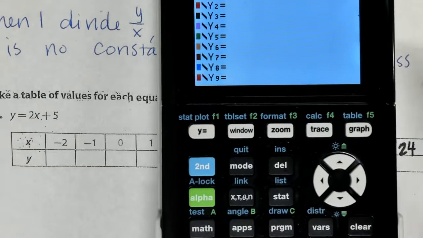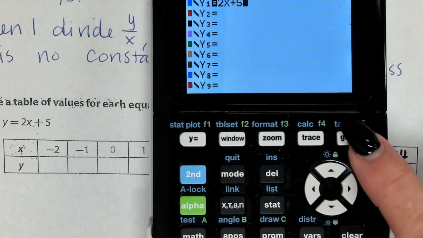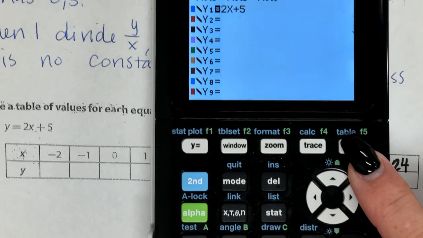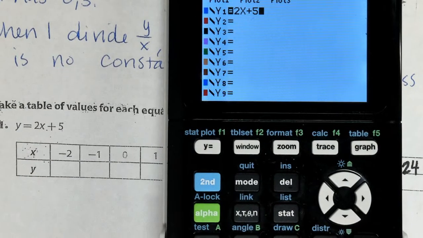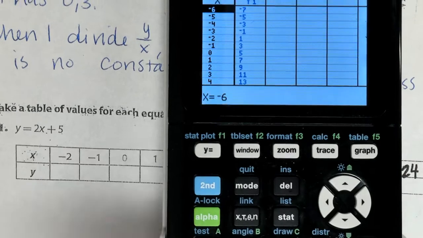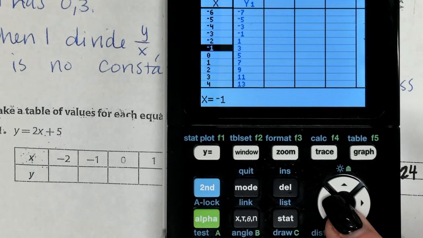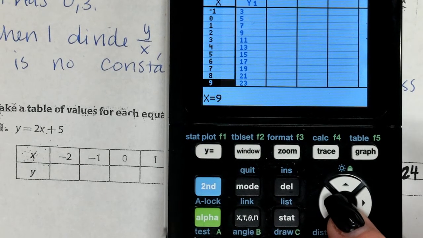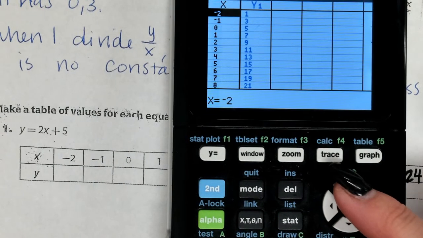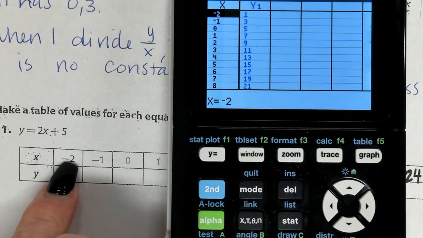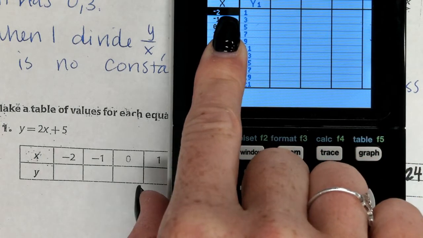Now, do y'all see above the graph, what does it say in blue? That will give you a table just like this, and it'll give you all the answers. So hit second table. Now, your arrow buttons, like right now, if you arrow down, it's going to go further into the positives. If you arrow up, it's going to go into the negatives. So you're looking for when x is what? So I want you to find when x is -2 by using your arrows.